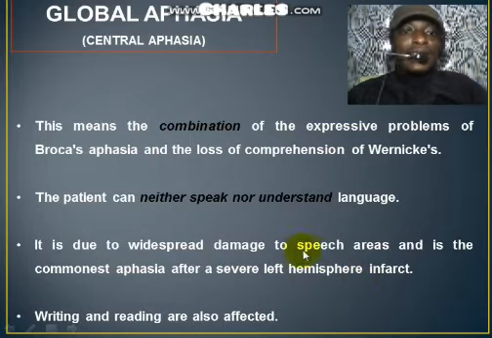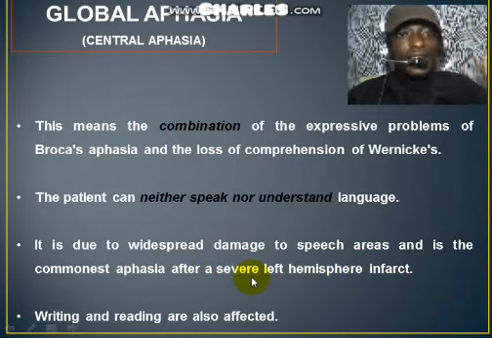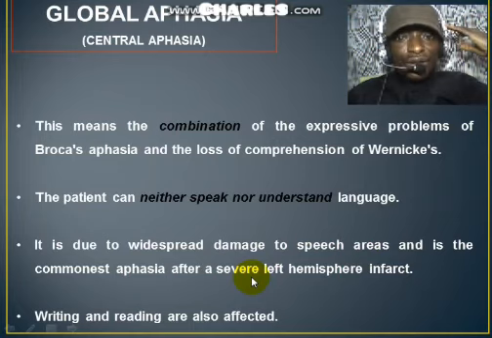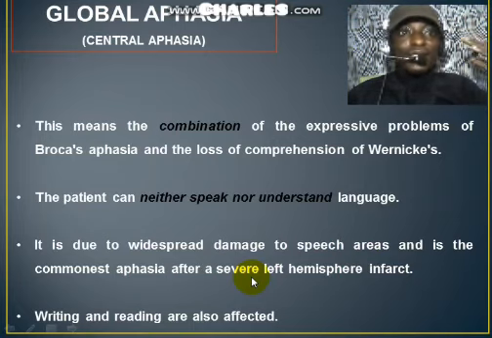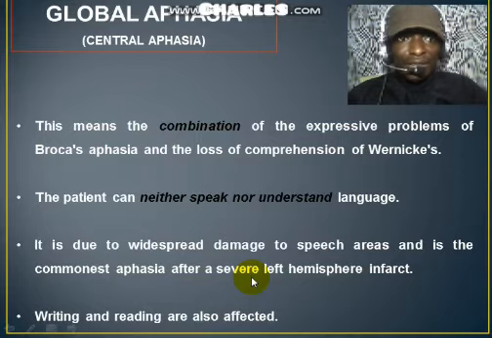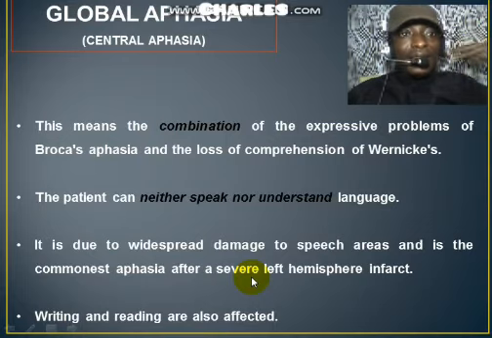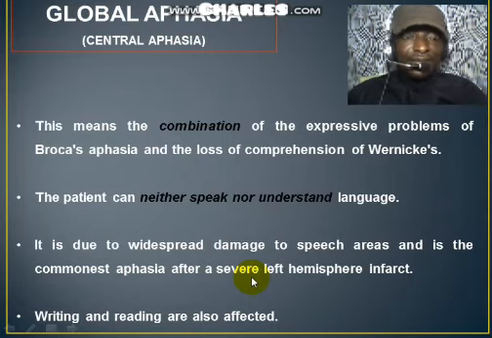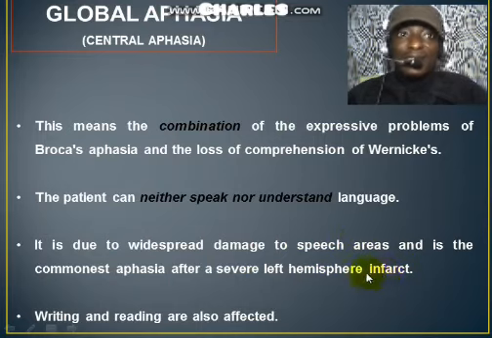It is due to widespread damage to speech areas, and it is the commonest aphasia after a severe left hemisphere infarct. That is infarction of the left cerebral hemisphere. What is infarction? It means the cells around that area are degenerating. They are becoming dead due to poor blood and nutrient supply. Infarction. Alright, good. So this infarction of the left cerebral hemisphere is the commonest cause of global aphasia. Alright, writing and reading are also affected, as I said earlier on.